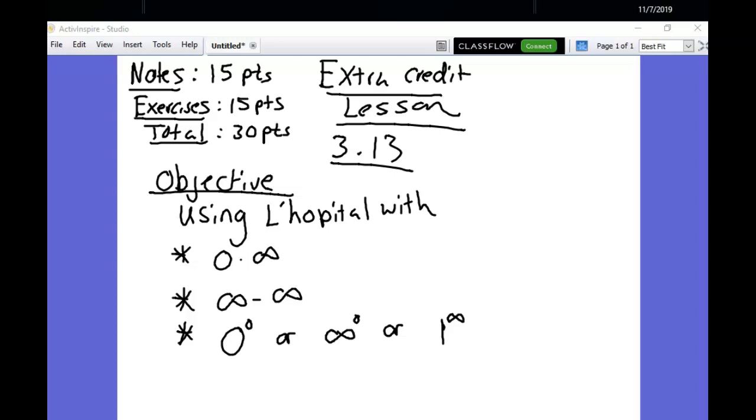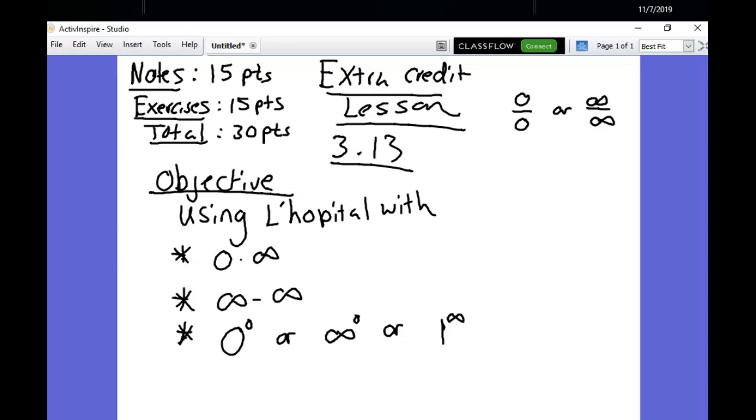Alright, so here's our extra credit lesson 3.13. It's just an extension of using L'Hopital. As you guys know, we use L'Hopital whenever it's 0 over 0 or infinity over infinity. But there are other indeterminate forms like these three here that are not L'Hopital ready. You can't do anything with these expressions when you have those indeterminate forms.